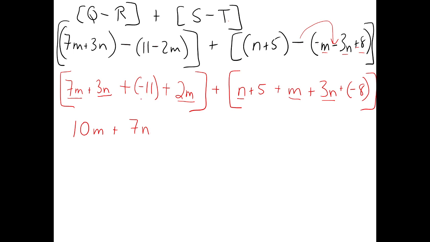Then I'm going to add just my constants. So I have a negative 11 plus 5. That's going to give me a negative 6. Plus a negative 8 is going to give me a negative 14, so I could write it this way. And then to simplify that just a little bit further, that equals 10m plus 7n minus 14. So that is the answer for that problem. This is problem 2.59 in the book.